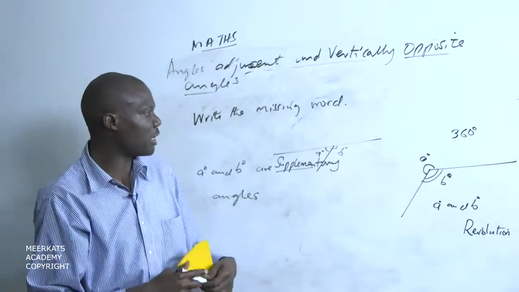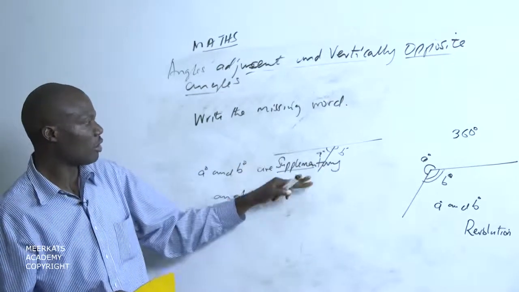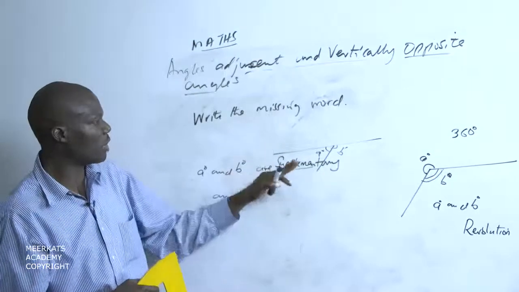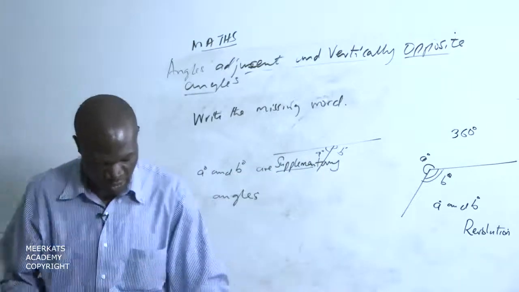We have other pairs we should be able to fill: those for 90 degrees, complementary angles, and a complete revolution.